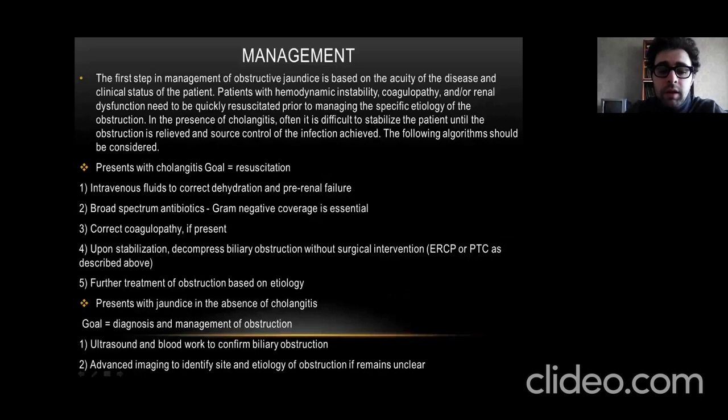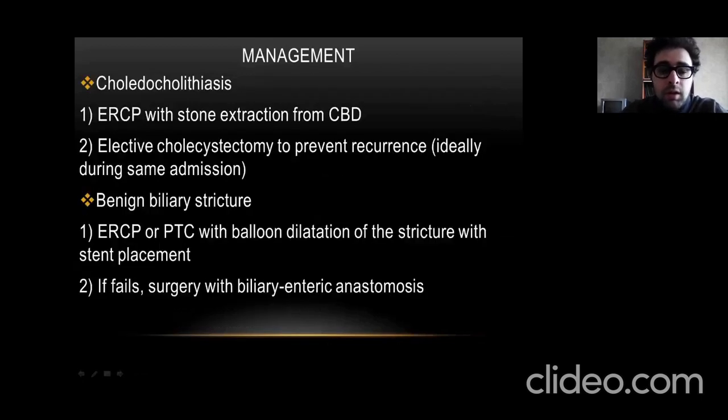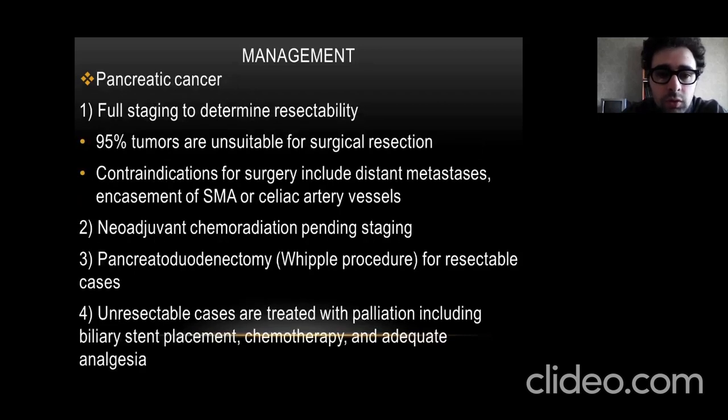Treatment of mechanical jaundice: biliary decompression. If it is cholangitis, resuscitation plus antibacterial therapy. If cholelithiasis is the reason of mechanical jaundice, then you should make stone extraction. Benign biliary stricture, balloon dilatation. Management is strongly connected with etiology. Because of that, you should make the correct diagnosis.